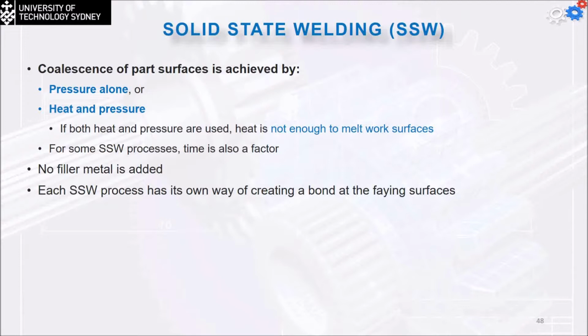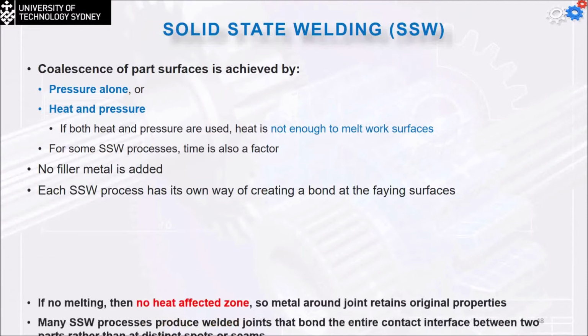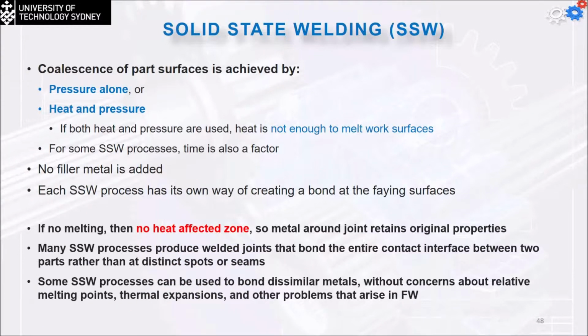Many of these processes produce weld joints that bond the entire contact interface between the two parts rather than a distinct spot or seam. And some of these processes can be used to bond dissimilar materials without concern about the relative melting points, the thermal expansion, and other problems that arise in the fusion welding.